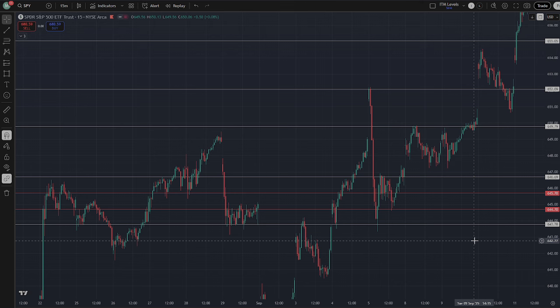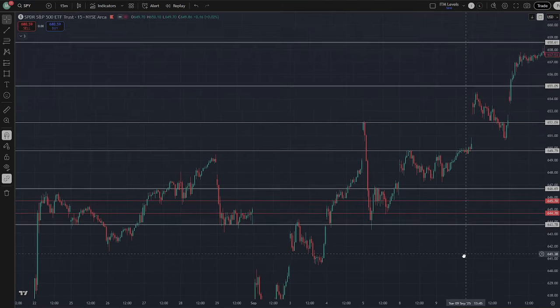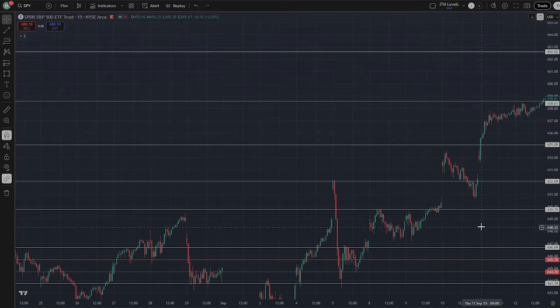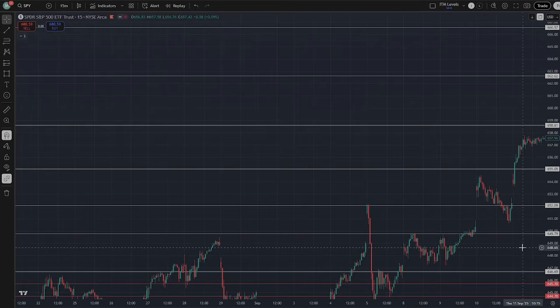If we had a situation where we just sweep down really hard, we could plan out to continue getting levels to the downside. But I feel like we're pretty good right here to 643.78. We don't have to worry about it for a while unless the market starts acting crazy.